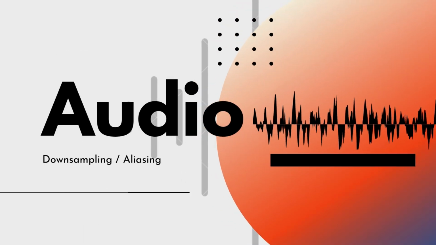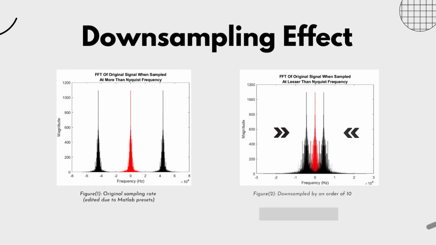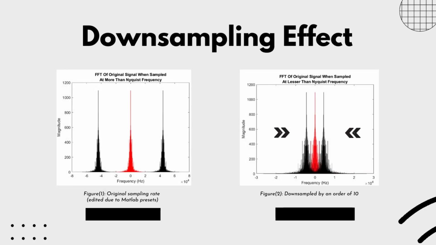Now moving on to the audio downsampling. In this slide, we can observe the effects of audio downsampling. We compare the original sampling rate with a downsampled version to illustrate how downsampling impacts the audio signal. An anti-aliasing filter is a low-pass filter with a cutoff frequency, at most the Nyquist frequency. It prevents aliasing by controlling the frequency range.